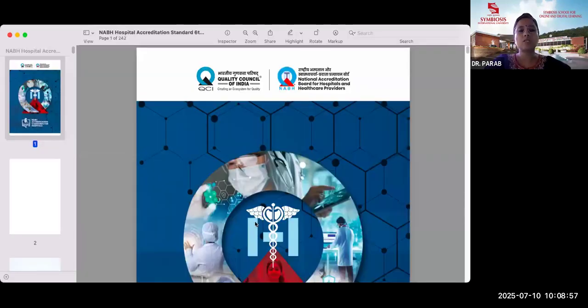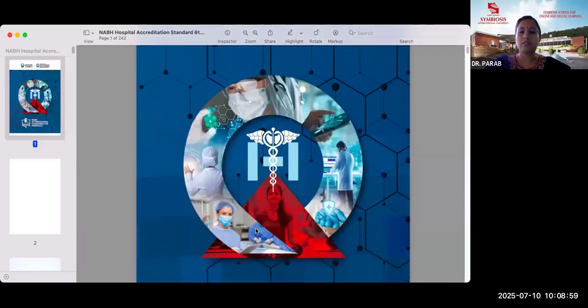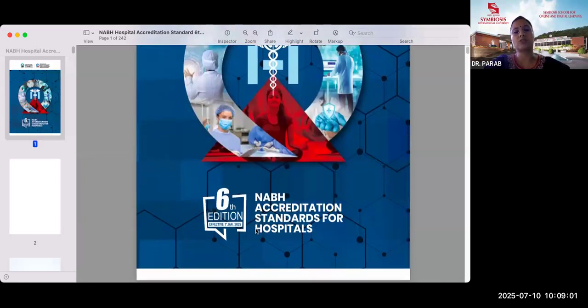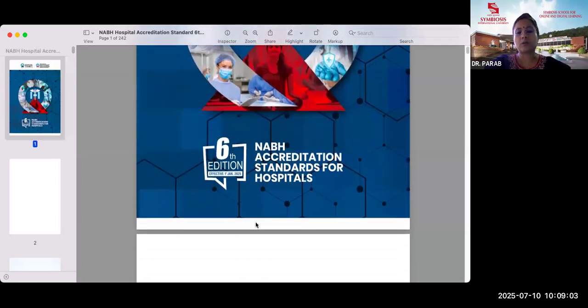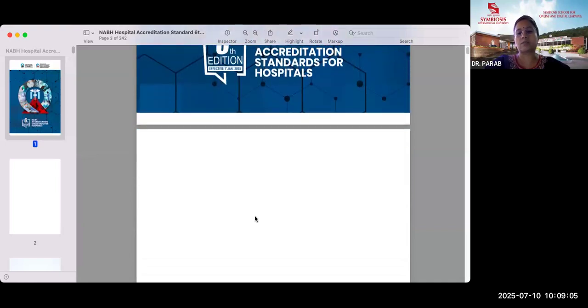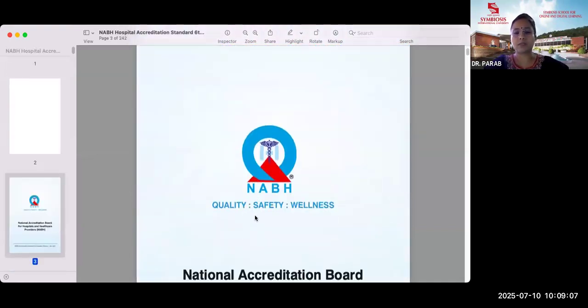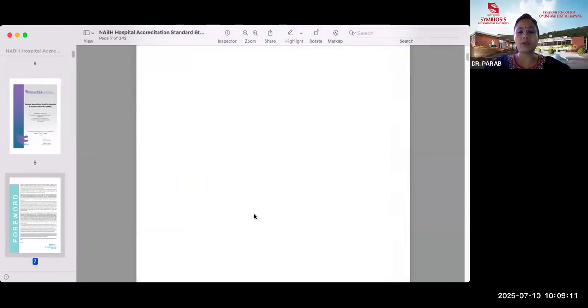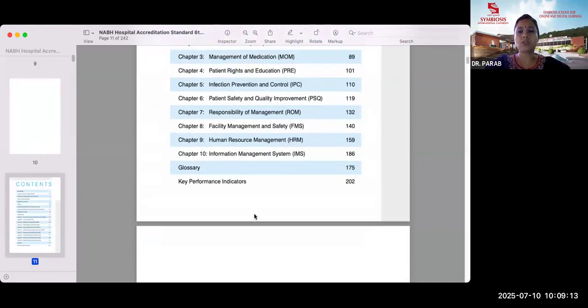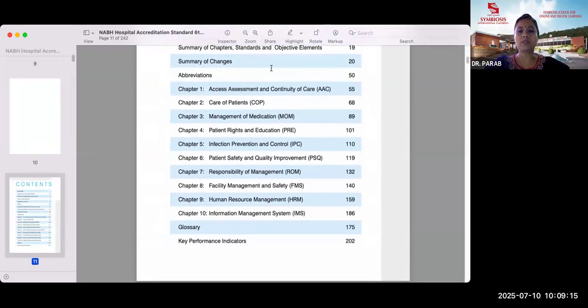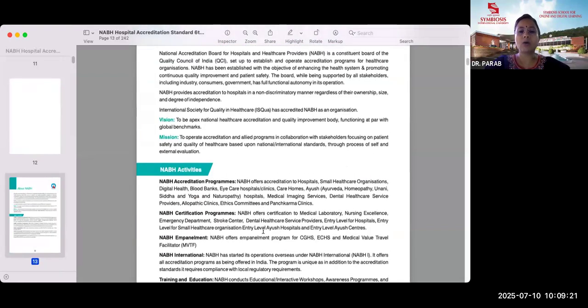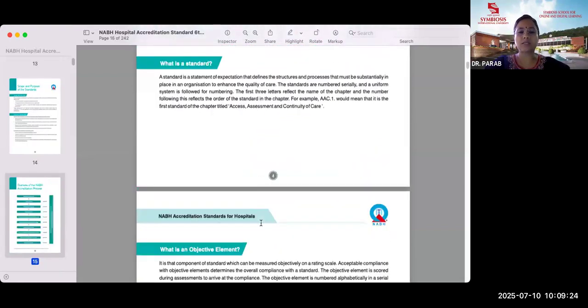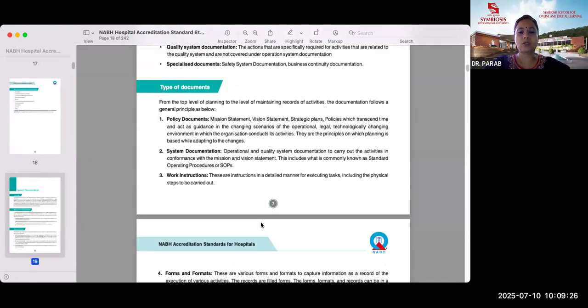Okay, so this is how the standards book looks, and this is the latest sixth edition for full accreditation standards. This is the last level of accreditation. And I just want you to see two different things. One is these different chapters which are here. And within the chapters, how the standards are organized, that's something I want you to see.